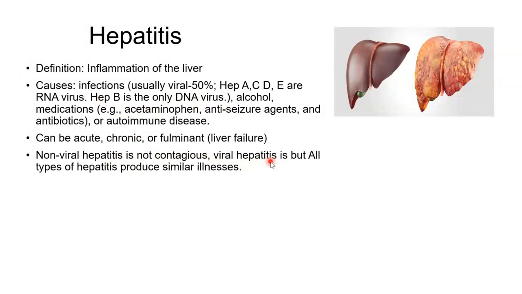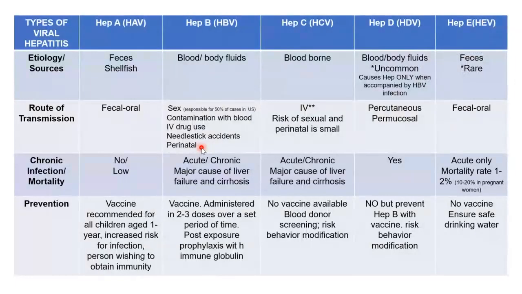Viral hepatitis is contagious, but all types of hepatitis produce a similar illness. They have very similar symptoms and they manifest similarly regardless of which one of the viruses cause it. So just with symptoms, you can't really diagnose what kind of hepatitis it is. There needs to be some lab work and serology. So let's take a look at this chart right here. There's a lot of useful information in here.